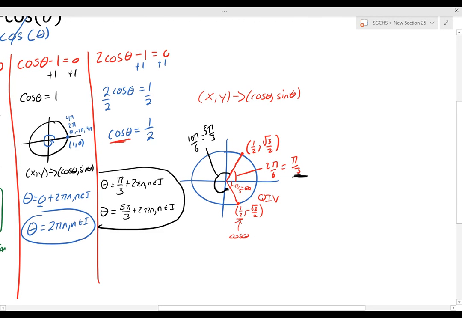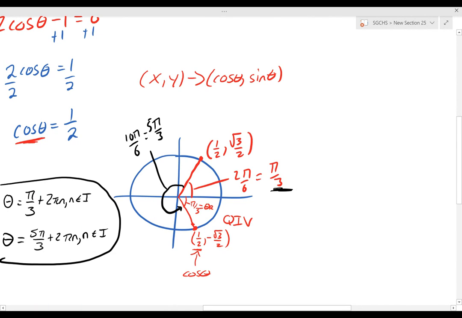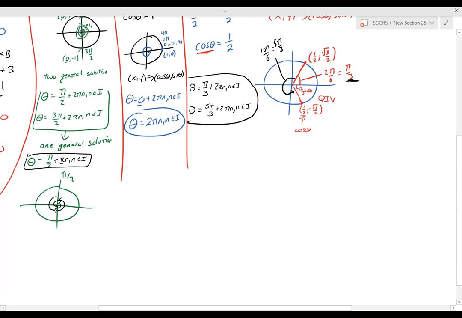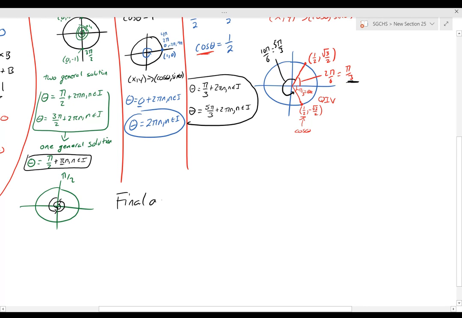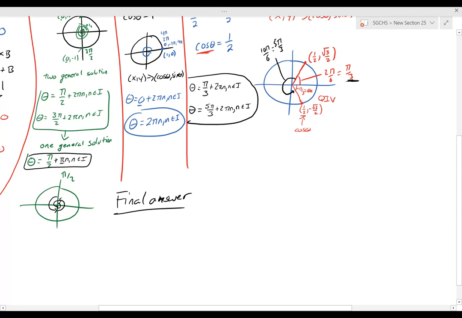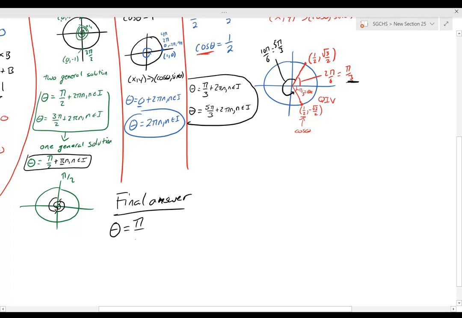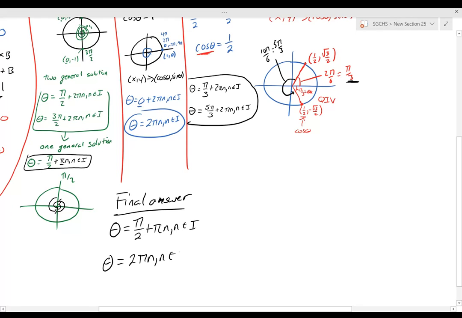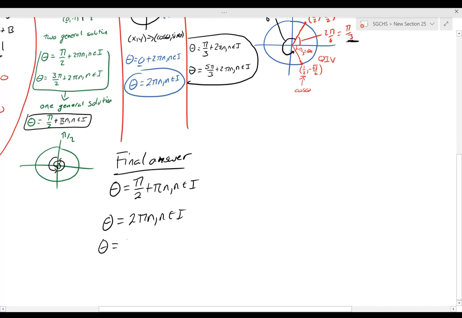Now recognize these aren't nicely split up by like a half of a rotation, 90 degrees or anything like that. So we're not going to combine these because they can't really be combined very nicely at all. So all in all, our final answer, your angle can be tons of different things. Your angle can be pi over 2 plus pi n, where n is any integer. Can also be 2 pi n, where n is any integer, and then your angle can also be pi over 3 plus 2 pi n, where n is any integer, and lastly 5 pi over 3 plus 2 pi n, where n is any integer.